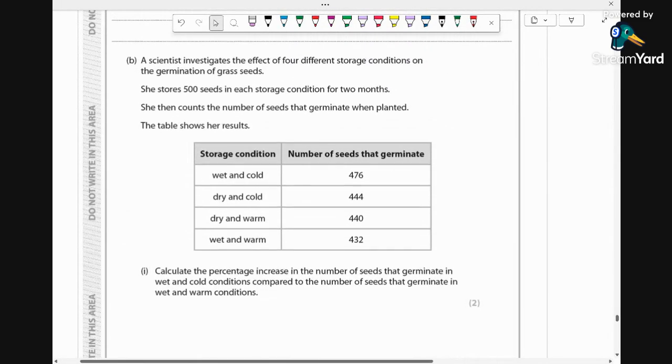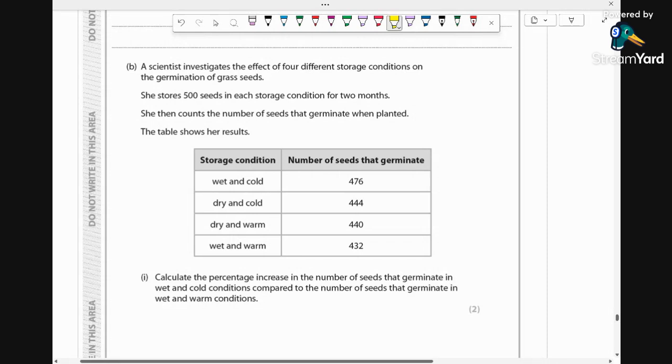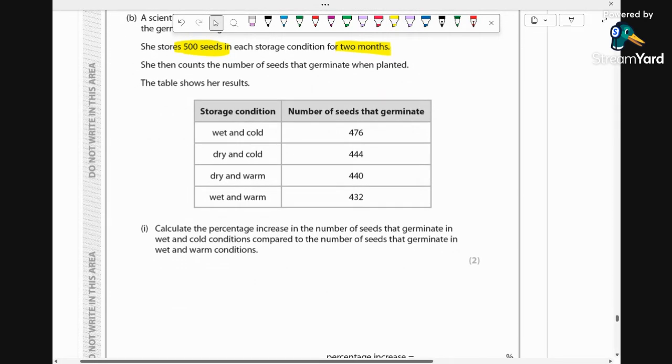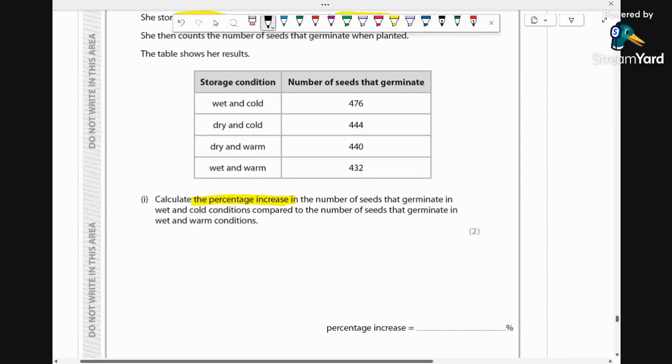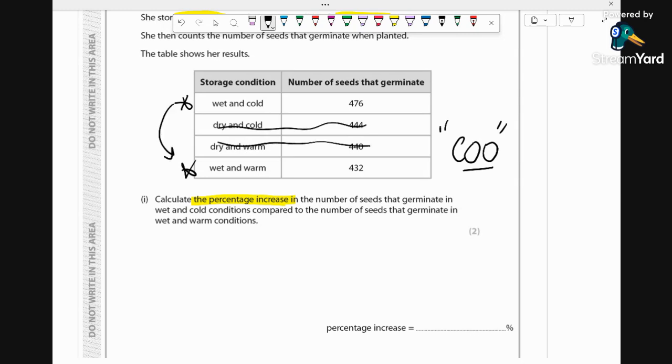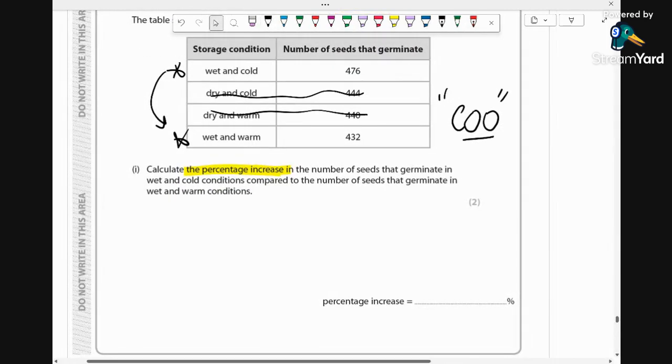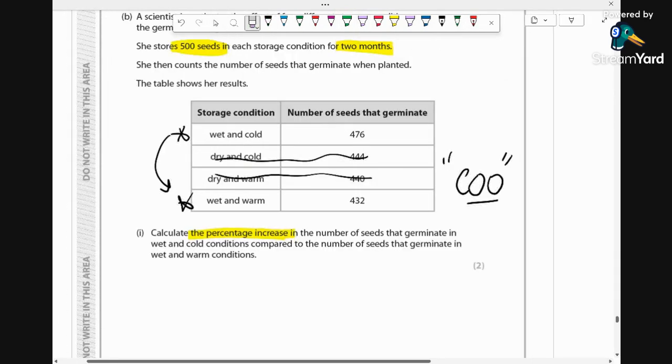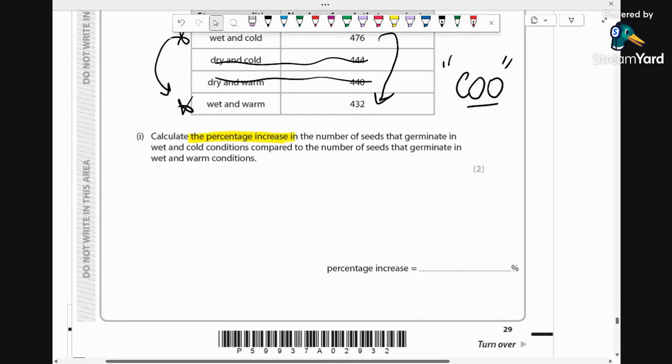Right. A scientist investigates the effect of 4 different storage conditions on germination. 500 seeds for 2 months. She counts the number of seeds that germinate when planted. Calculate the percentage increase. Right, so percentage increase, people. I'm thinking change over original. The seeds that germinate in wet and cold conditions, so that's that one, compared to the number of seeds in wet and warm, so that one. Okay, so we can forget these 2. So 476 to 432. Okay, so that's what I'm interested in. So just to highlight those 2 values, there we go.